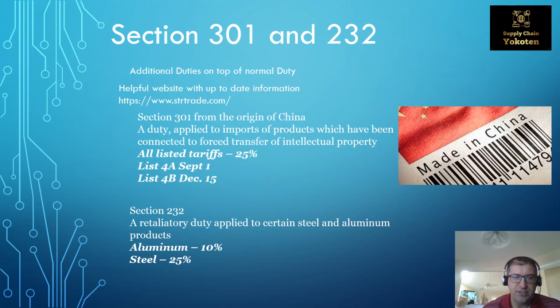Then we also have Section 232. This is to protect the steel and aluminum industries. This is a regulatory duty applied to certain steel and aluminum. Aluminum currently is 10% and steel is currently 25%. And this is for all countries except NAFTA countries, on top of the China tariff.